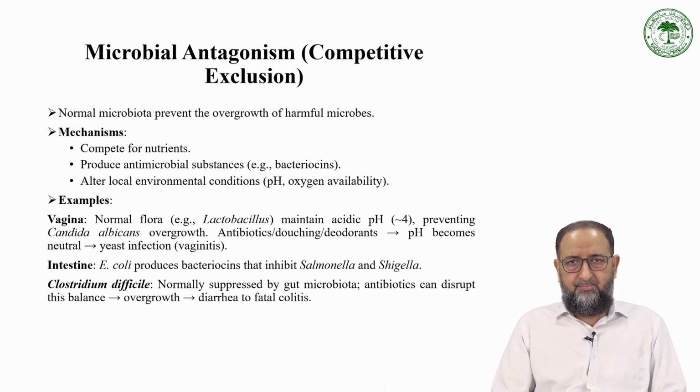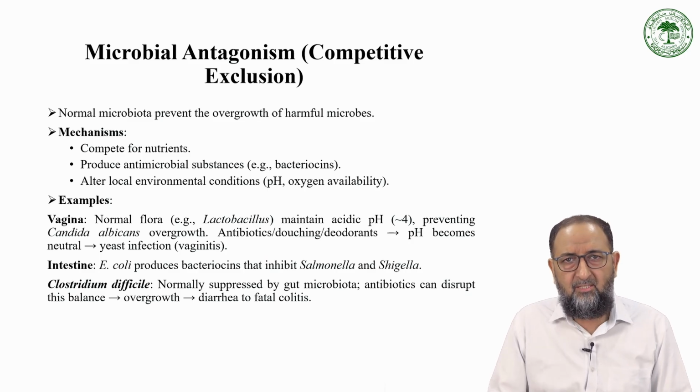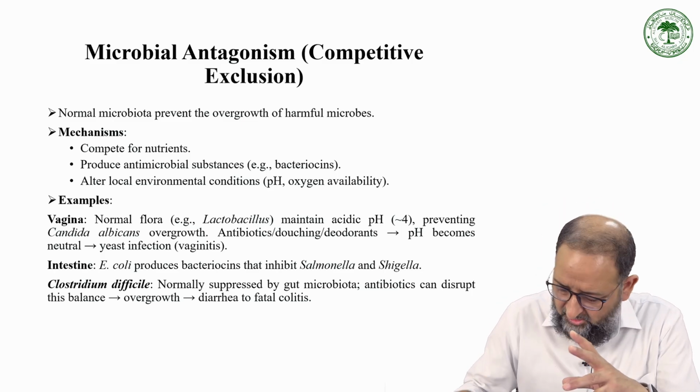In the intestine, E. coli, which is a coliform, produces bacteriocin, right? These bacteriocins are basically a sort of toxin which can inhibit Salmonella and Shigella. So the presence of a bacterium like E. coli in the colon is basically protecting against various Salmonella and Shigella species. This E. coli protects against the toxic effect of Shigella and Salmonella, and it prevents food poisoning and toxicity in the stomach.